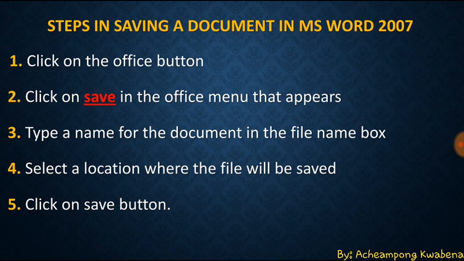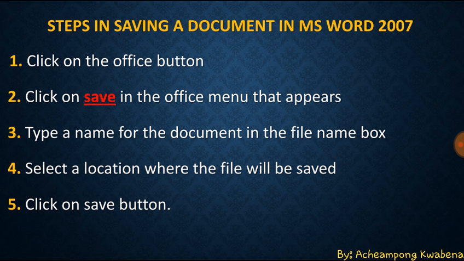In order to save a document in MS Word 2007, the first step is to click on the Office button. Now, I hope you all know what the Office button is in the Microsoft Office Word 2007 window. So first, you click on the Office button, then you click on Save in the Office button menu that appears. Whenever you click on the Office button, a menu appears. So within that menu, you click on Save.